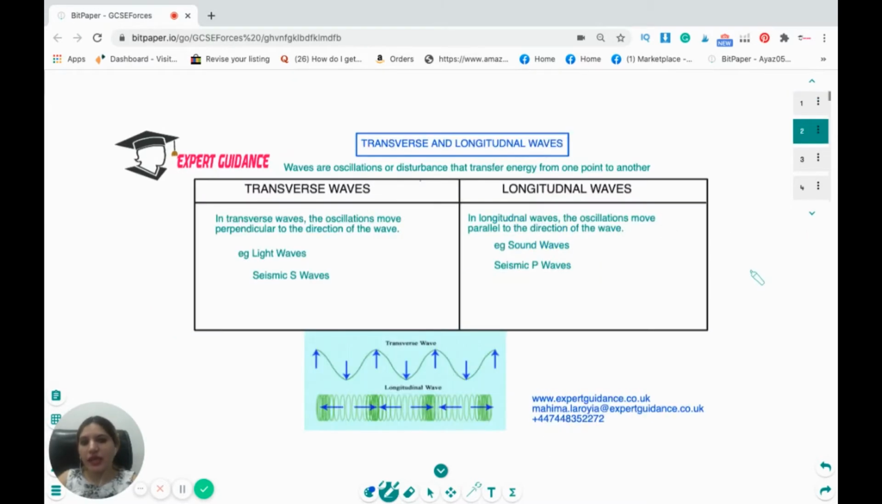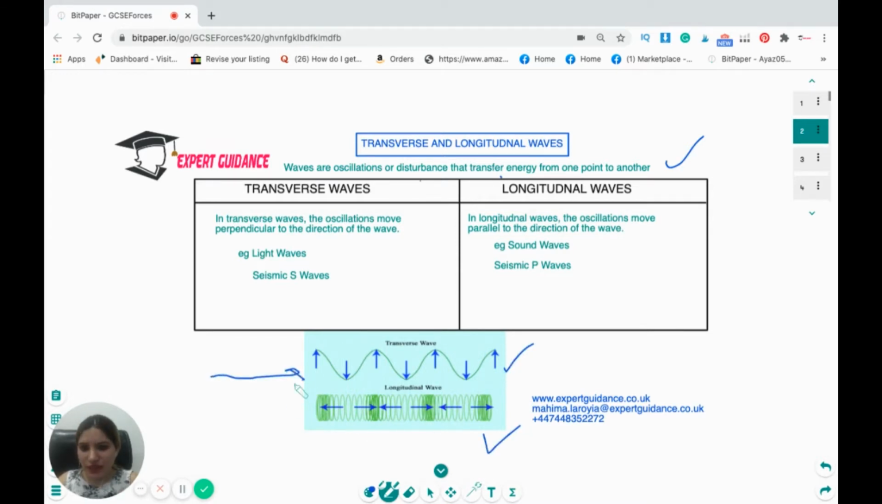So let's begin. So first of all, how do you define waves? What are waves? So we say waves are oscillations or disturbances that transfer energy from one point to another. And we classify the waves into two categories, a transverse wave and a longitudinal wave.